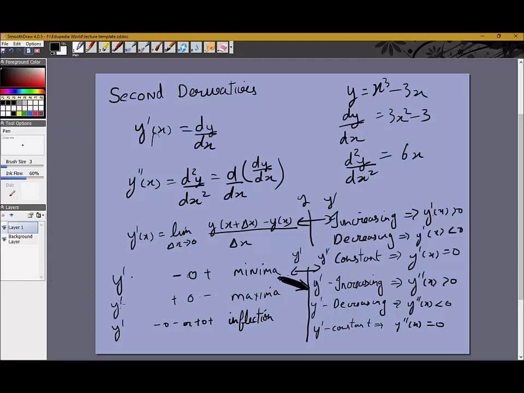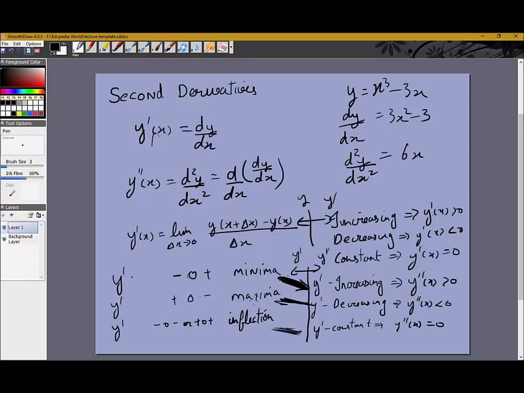Similarly, at a maxima, the derivative goes from positive to 0 to negative. That means y dash is decreasing, which would mean y double dash is less than 0. And at a point of inflection, y double dash is 0.